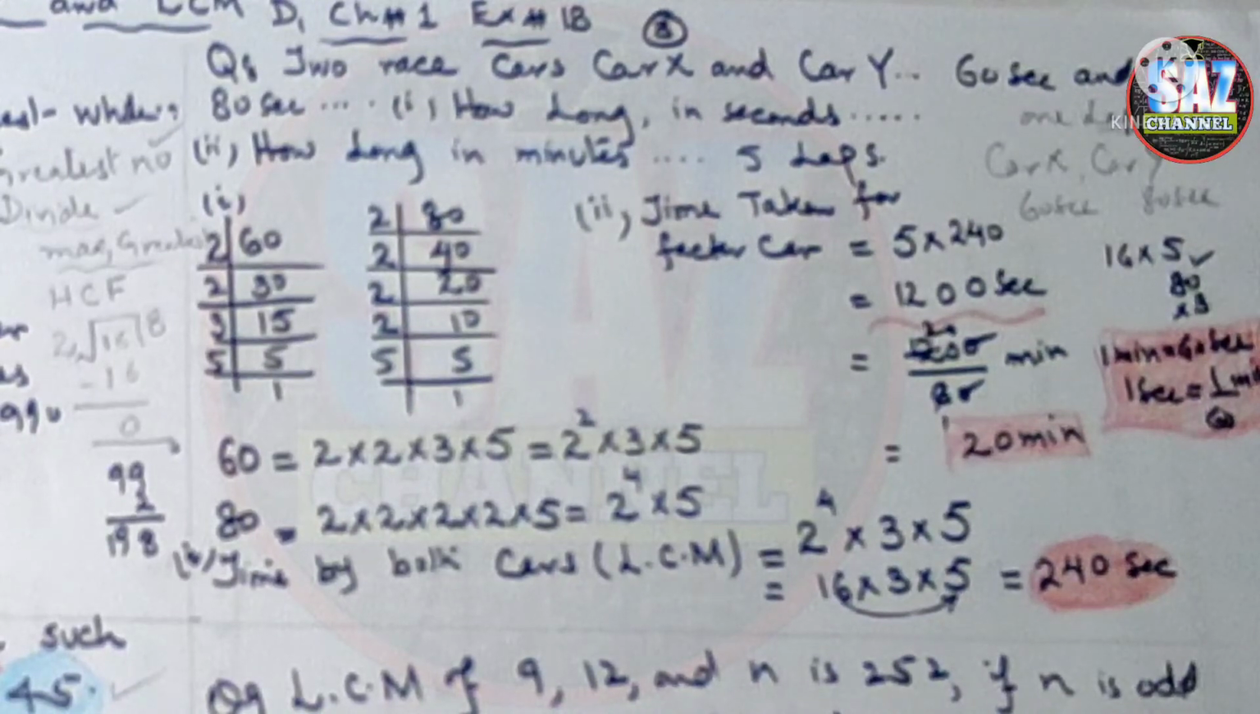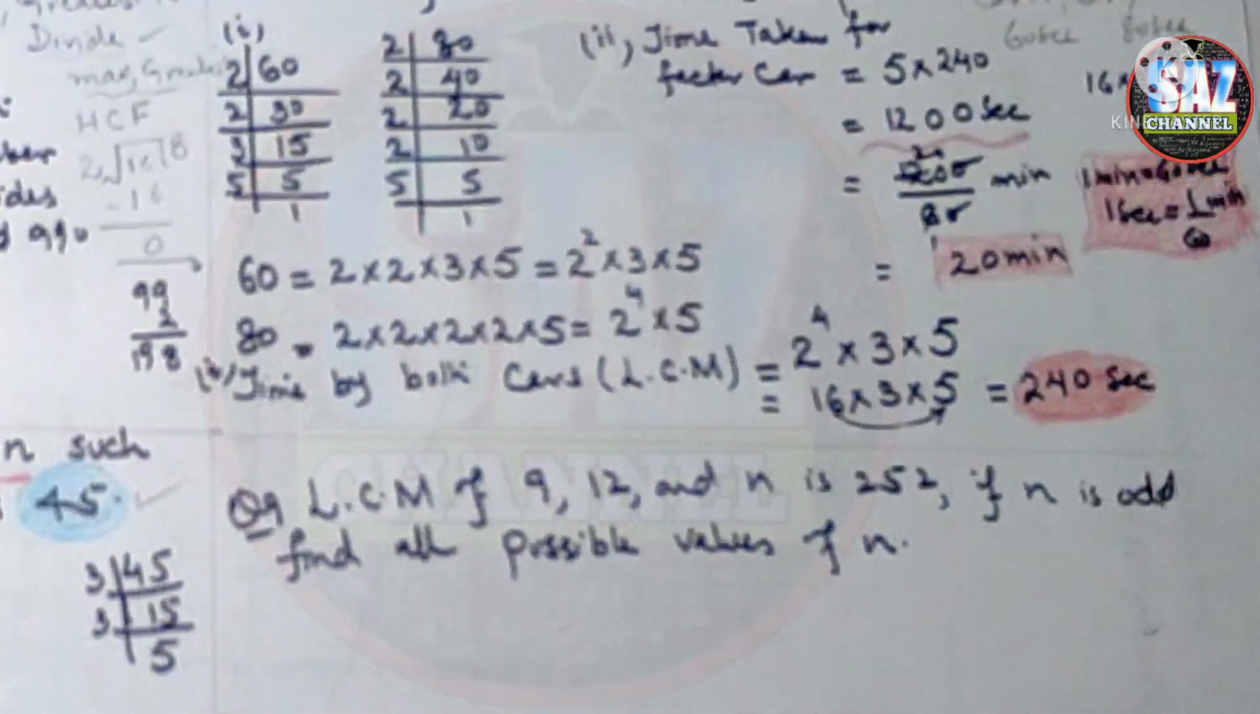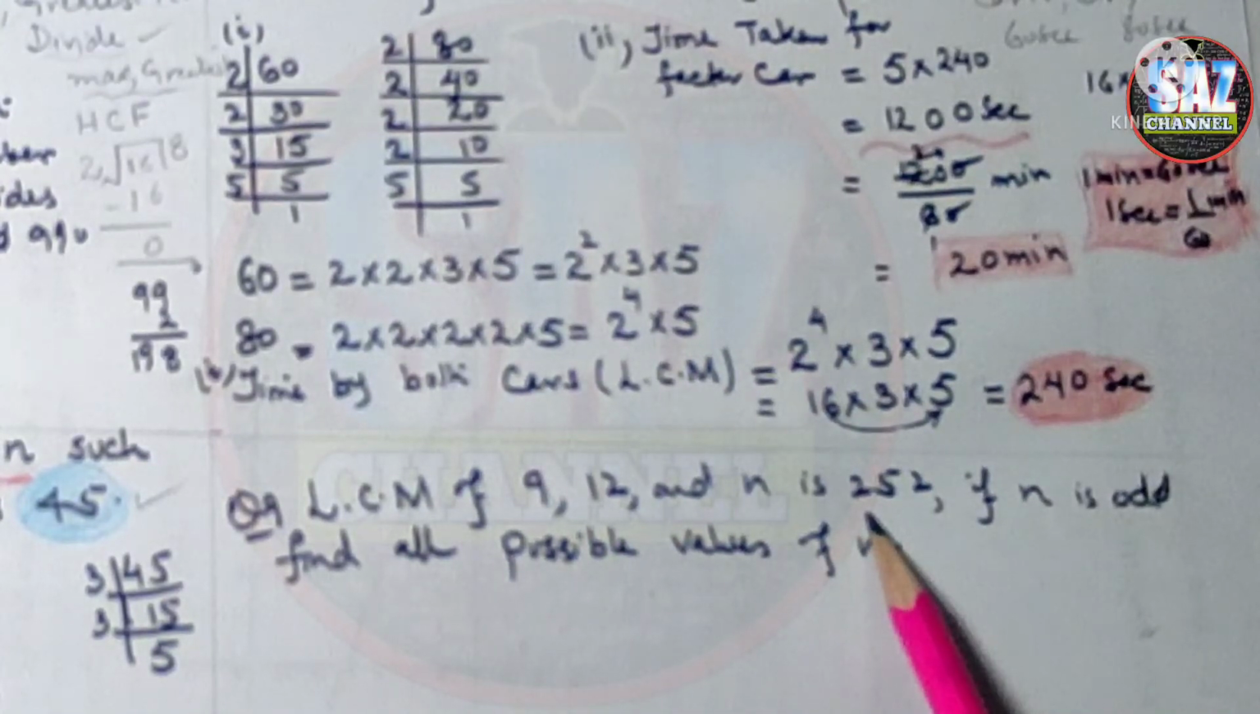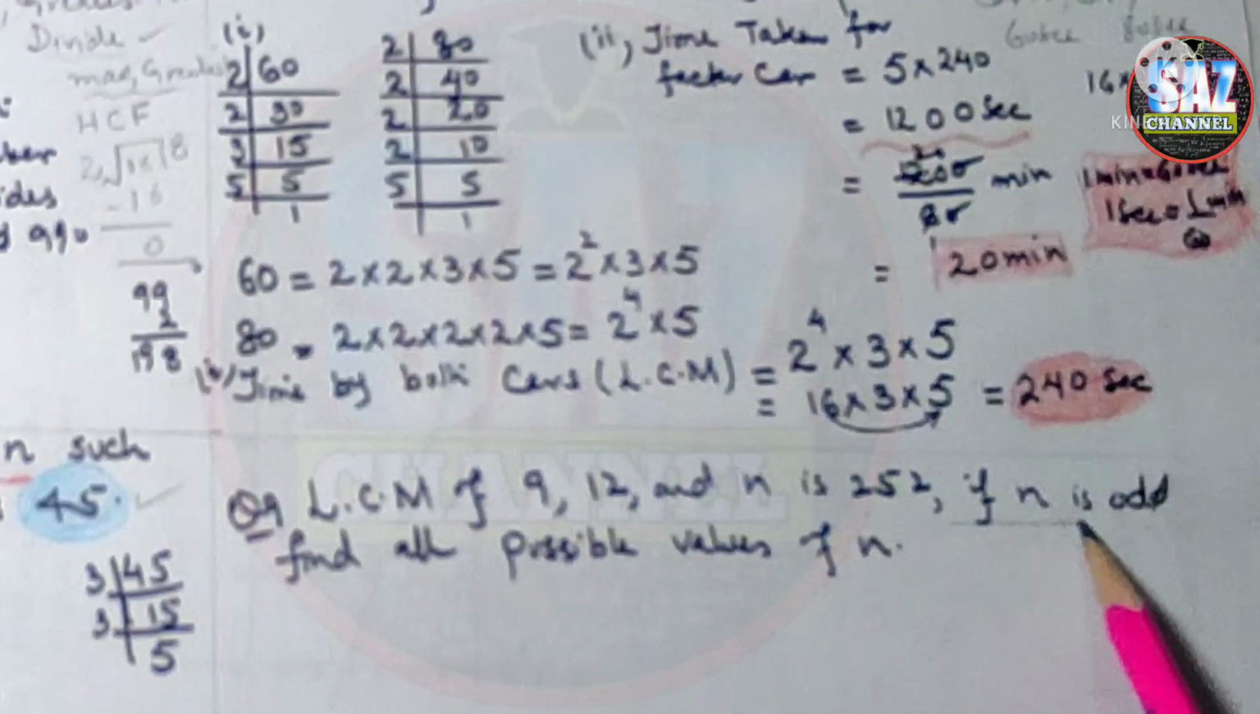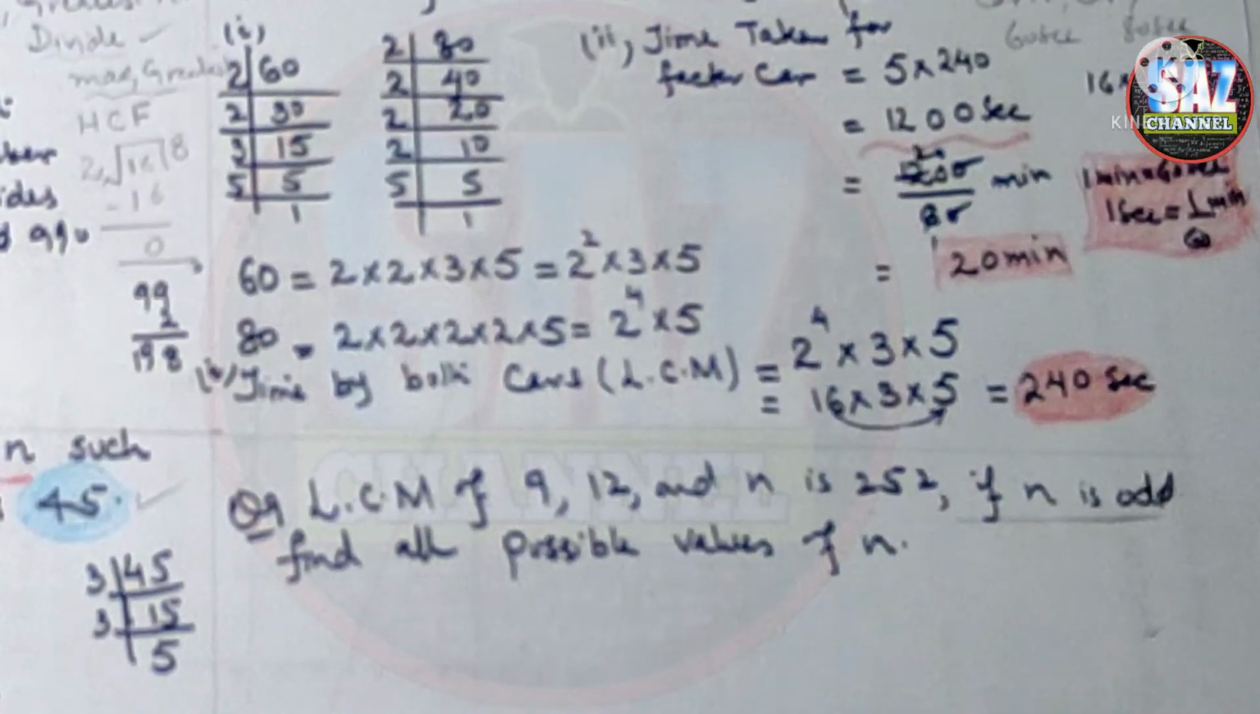And now it's time to go for the last question. And the last question is that again the LCM of 9, 12 and the number n is 252. Now if n is odd, find all possible values of n.